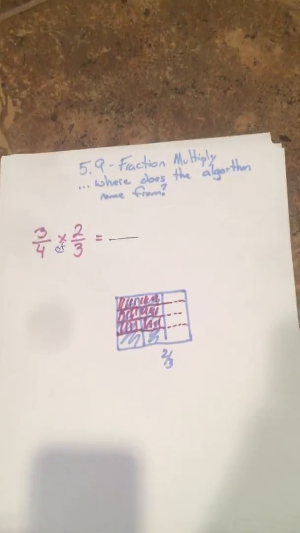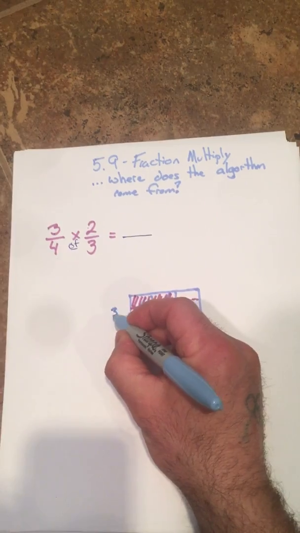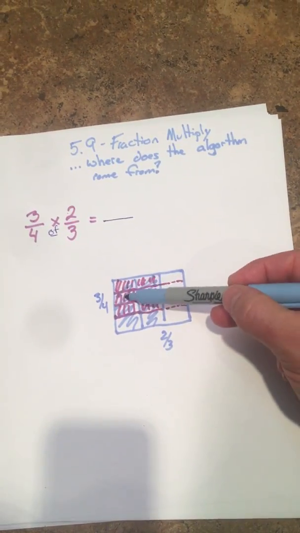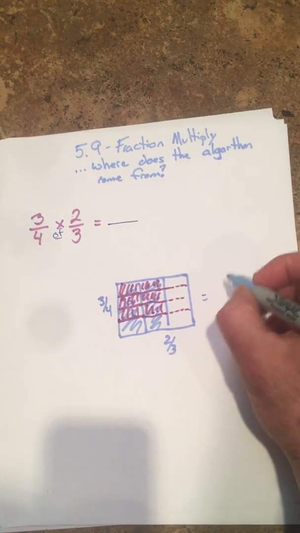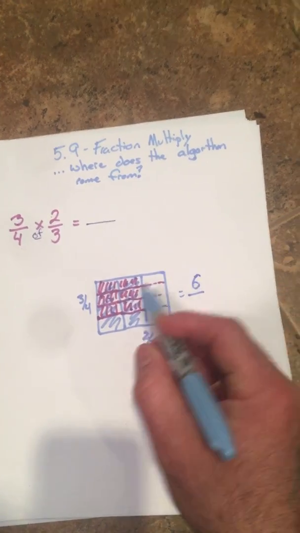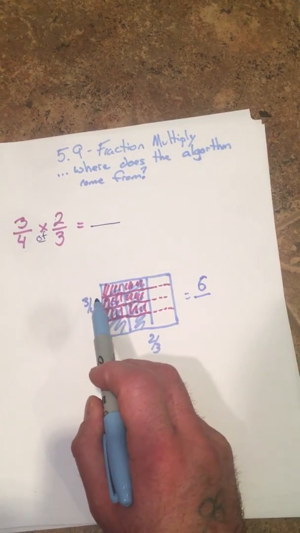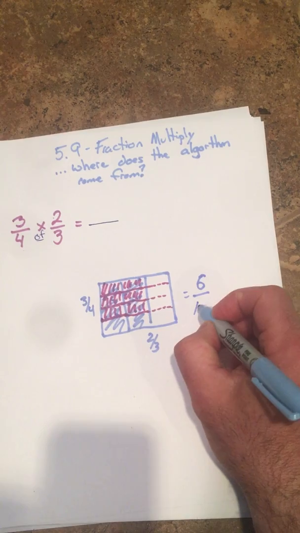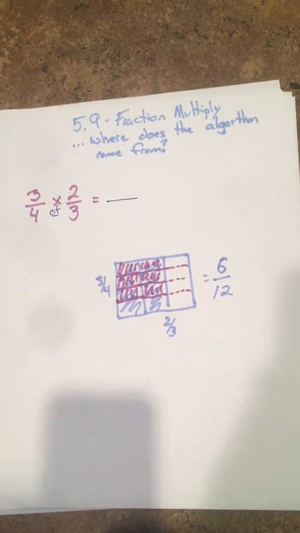That drawing demonstrates our answer. We have 3/4 over on this side, and if you count up the amount that's double shaded, it shows 6 pieces. We made 6 small pieces that we get to keep. But out of the whole thing, we created a 4 by 3 rectangle, which means we have 12 pieces. So our answer here is going to be 6/12.